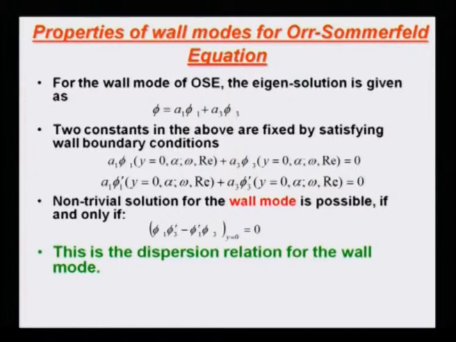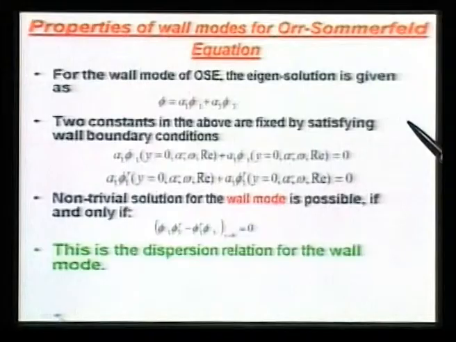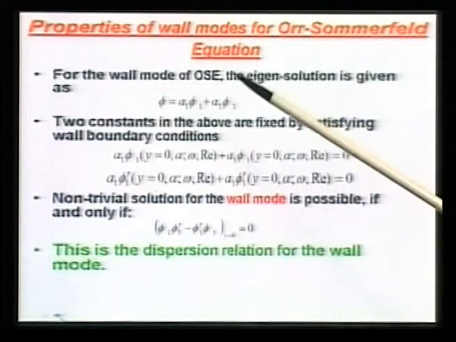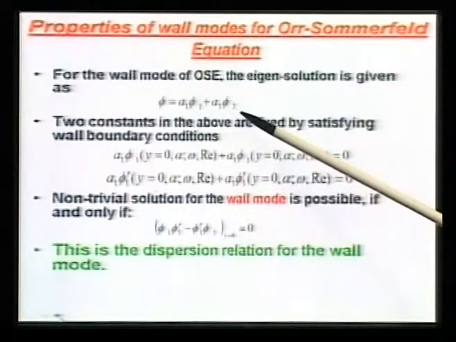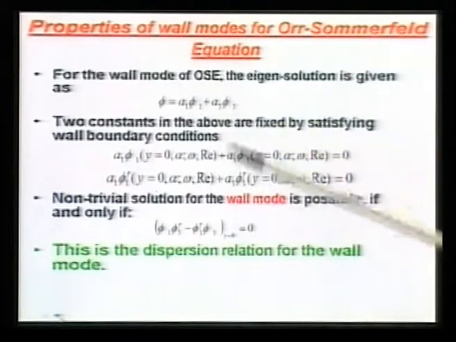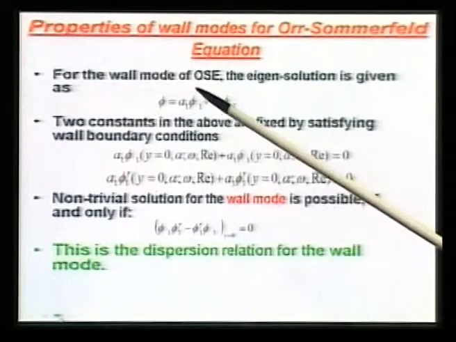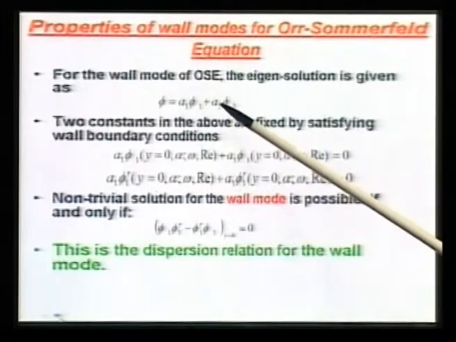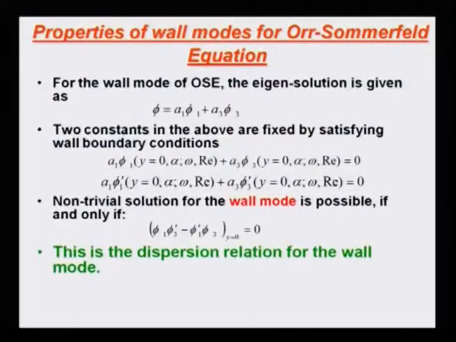Let us now talk about wall modes and what properties we have. Let us look at the Orr-Sommerfeld equation. Now, for the wall mode we will have these two components as we discussed. We will have A1 phi 1 plus A3 phi 3. How do we evaluate these two multiplicative constants A1 and A3? That is what you want to do.